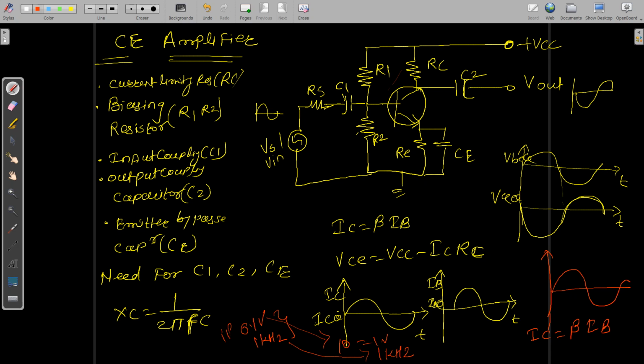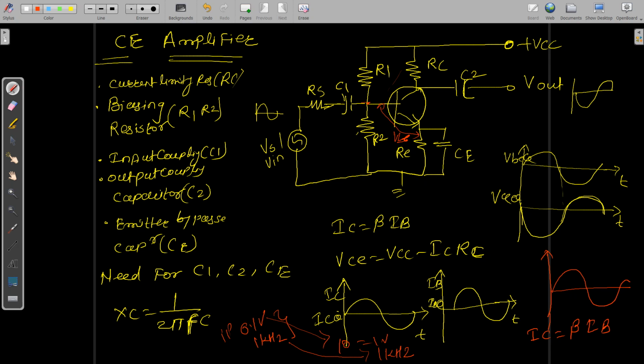Actually, we have to set the fixed input VBE to the base of the transistor so that the base to emitter junction will be in forward bias. Now this R1 and R2 are selected in such a way that a proper bias voltage of 0.7 volts will be given to the base of the transistor.